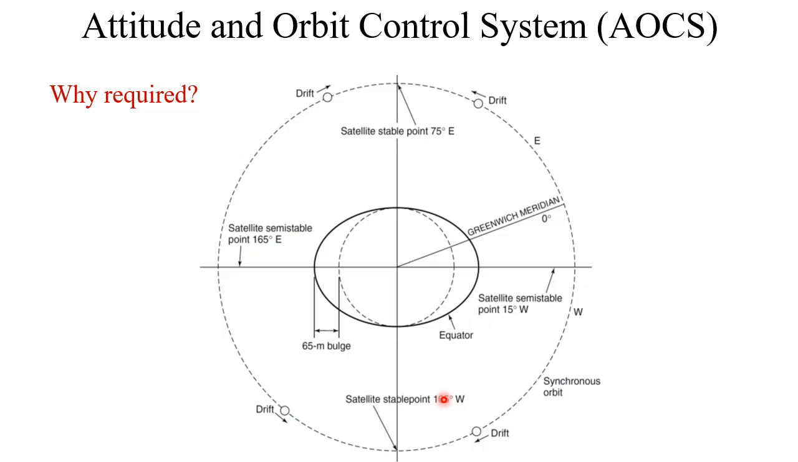So we have to make sure that the satellite should be in its own position, and should not change its orientation as per its own wish. Rather, we want to have a stable orientation of the satellite, and to ensure all those things we need this particular subsystem.